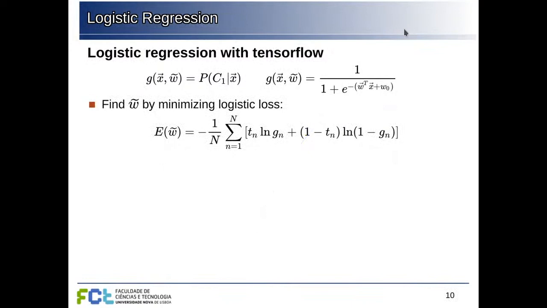So we do this by minimizing the logistic loss. This comes from using maximum likelihood for training the logistic regression. And so this is the loss function that we have here. So minus the average of this product of the target label that we want to predict. This would be 1 for class 1 and 0 for class 0, multiplied by the logarithm of the output of our function, plus 1 minus the label multiplied by the logarithm of 1 minus the output. So how can we implement this?